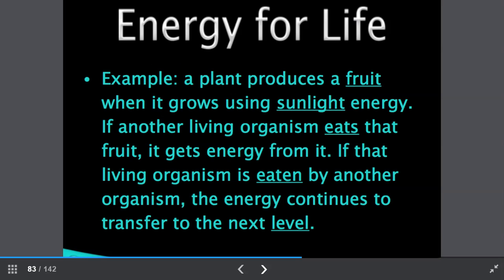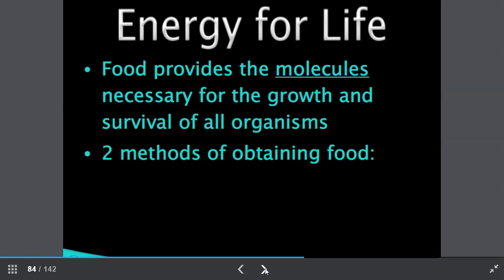Here's an example. A plant produces a fruit when it grows using sunlight energy. If another living organism eats that fruit, it gets its energy from the fruit. If that living organism is eaten by another organism, the energy continues to transfer to the next level. Food provides the molecules necessary for the growth and survival of all organisms.